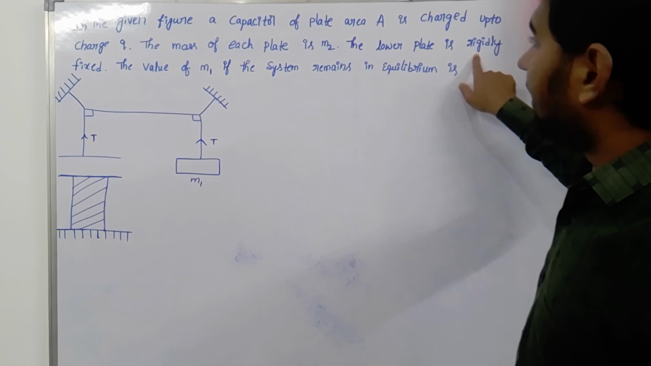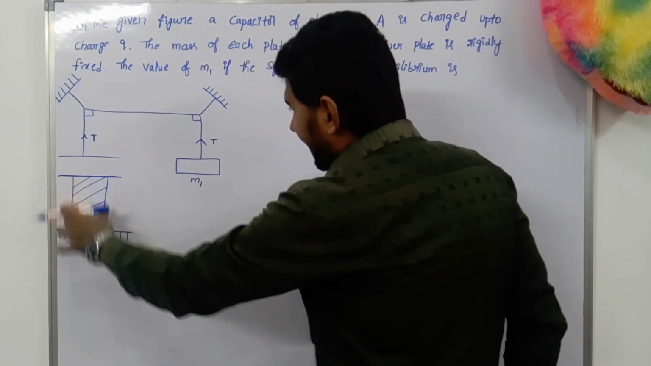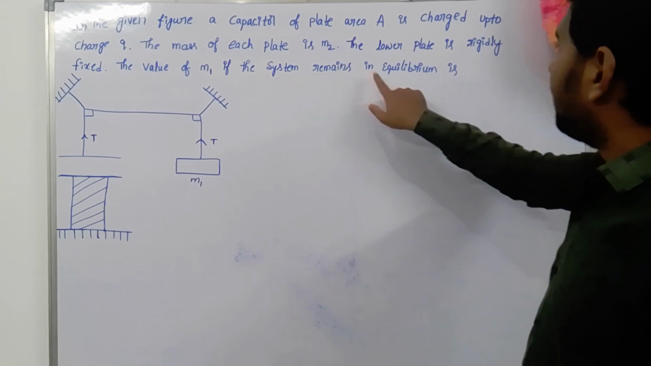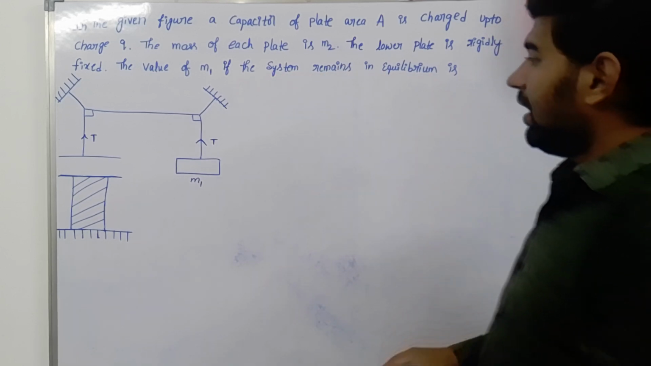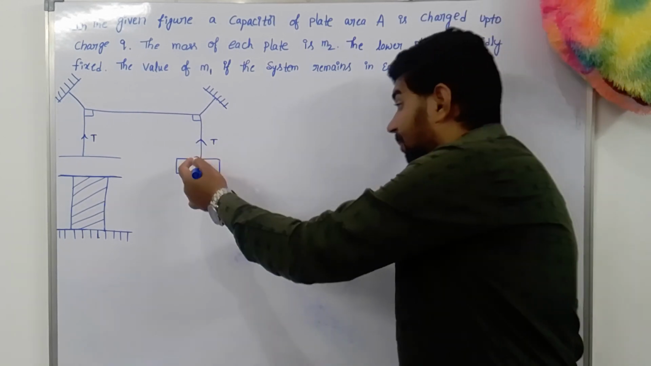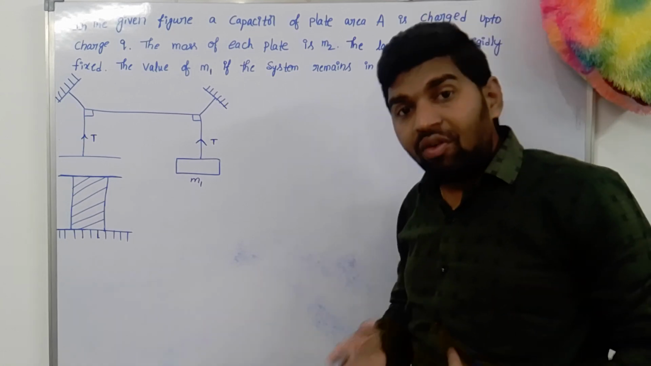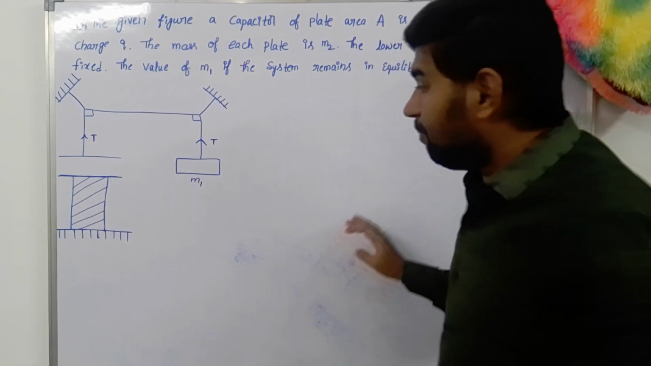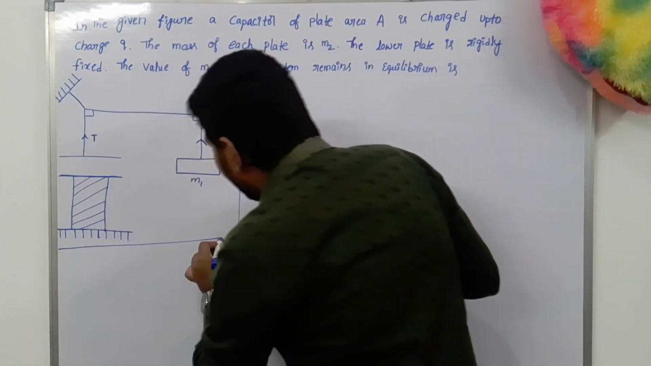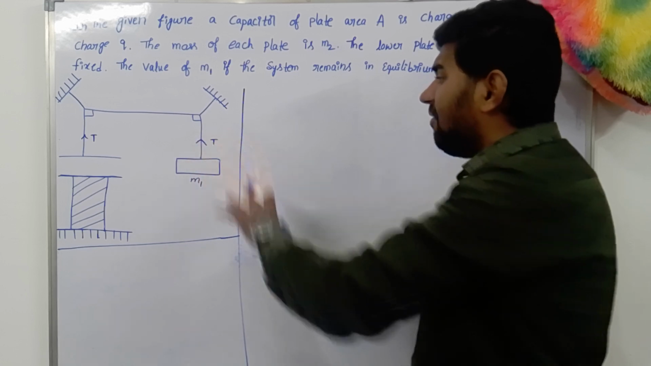The lower plate is rigidly fixed with a rigid support. We have to find out the value of M1 if the system remains in equilibrium. Nothing but the net force is equal to 0. Simply we can say that the net force acting on M1 is equal to 0. Nothing but there is no net force acting on M1.